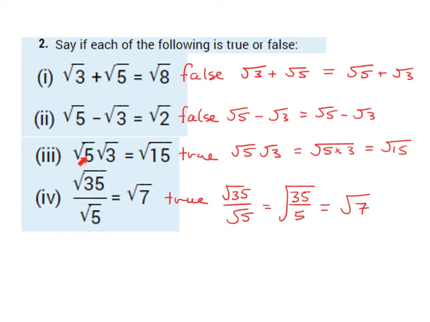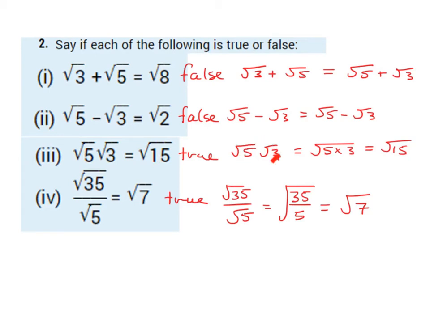Root 5 stuck onto root 3 means root 5 multiplied by root 3. And this is root 15. This is true. Because unlike adding and subtracting, when you're multiplying and dividing, you can just multiply or divide the numbers under the roots. So 5 times 3 is 15. So root 5 times root 3 is root 15.